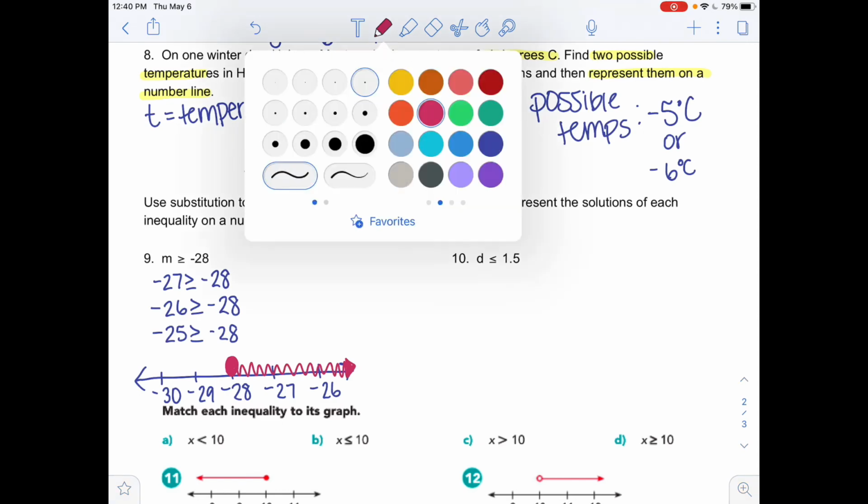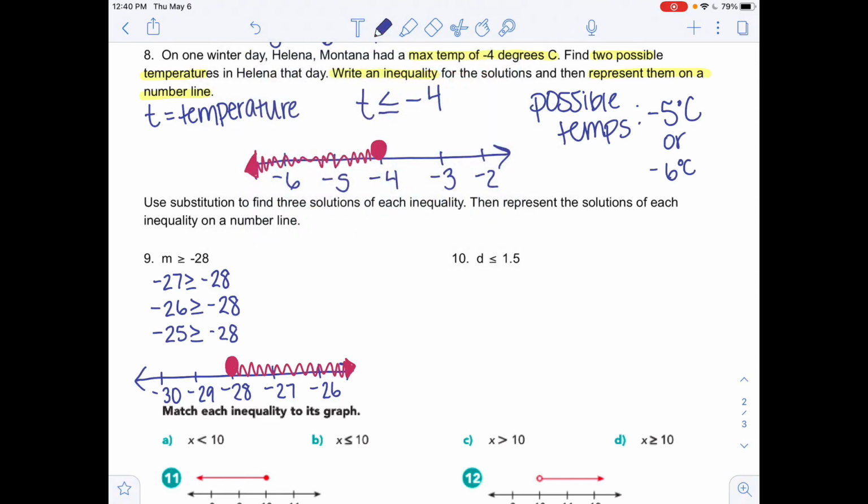Moving on to number 10, I want to pick 3 different numbers that I could substitute in for D that would make the statement true. So D could be 1.5. 1.5 is less than or equal to 1.5. 1 would be less than or equal to 1.5. And even the decimal of 0.5 would be less than or equal to 1.5 as well. So those would be 3 possible solutions. You could pick others. Those are just the 3 that I'm showing you here.